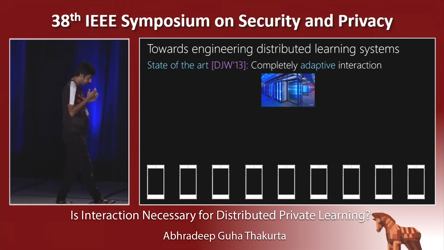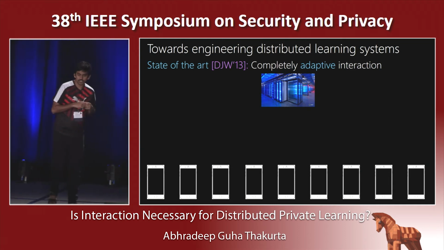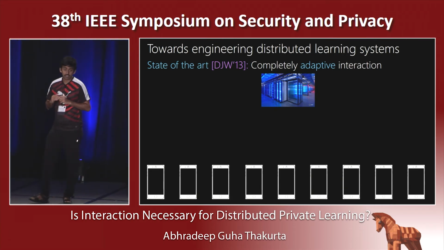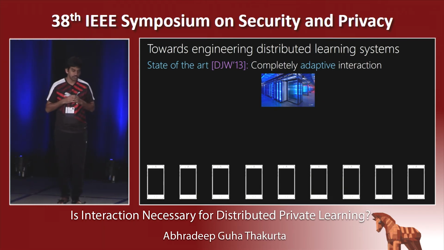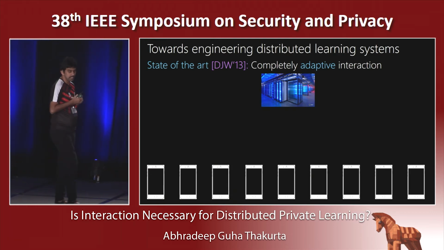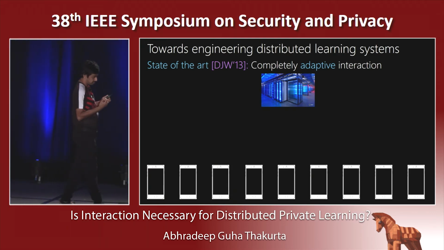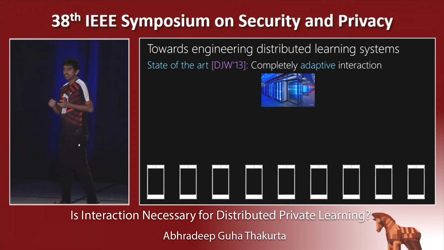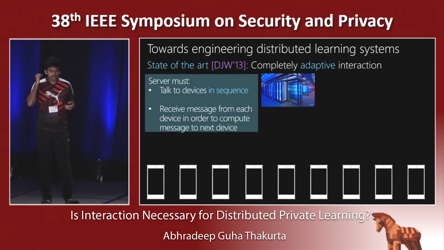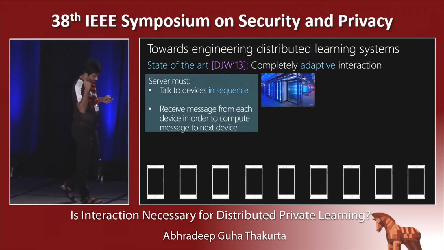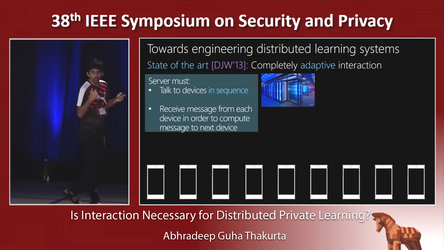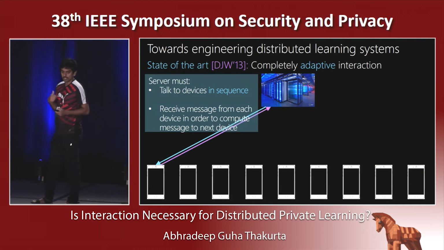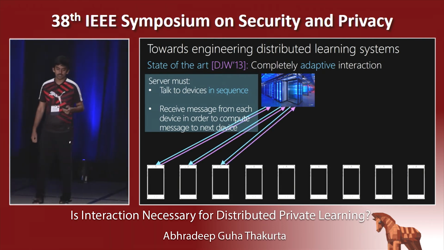A slightly different scenario is where there is completely adaptive interaction. So this was the state of the art before we started our research. This was the work by Duchi, Jordan and Wainwright from 2013, where they designed algorithms for machine learning problems exactly in this distributed setting, but their algorithms are completely adaptive in nature in the following sense. The server will talk to the devices in a sequence, and it would use the information received from one of the devices to ask the question to the next device. Pictorially, it asks, gets the information, asks the next device, gets the information, and this process continues.